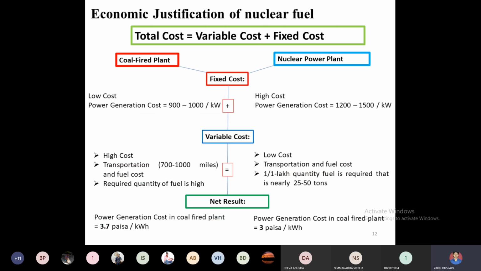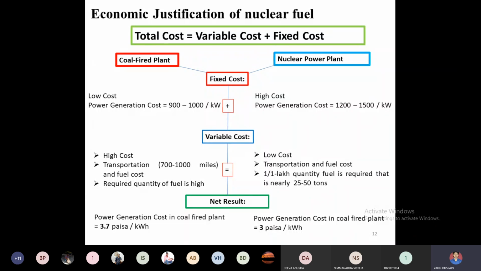Okay, then economic justification. As we have seen, the cost of nuclear energy production is divided into two forms, variable cost and fixed cost. So the first one is the fixed cost. The fixed cost investment for a coal-fired plant is around 900 to 1000 rupees per kilowatt, whereas a nuclear power plant is around 1200 to 1500 rupees per kilowatt. So the fixed cost for a nuclear power plant is a little bit higher compared to coal-fired power plants. Then the next one is the variable cost.